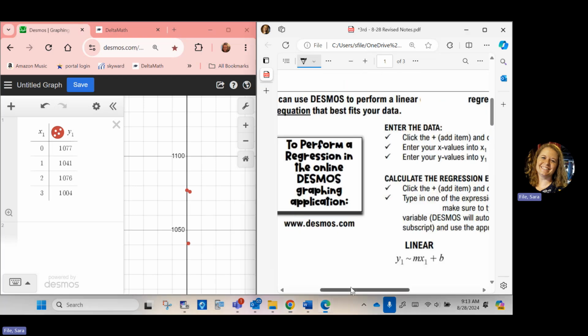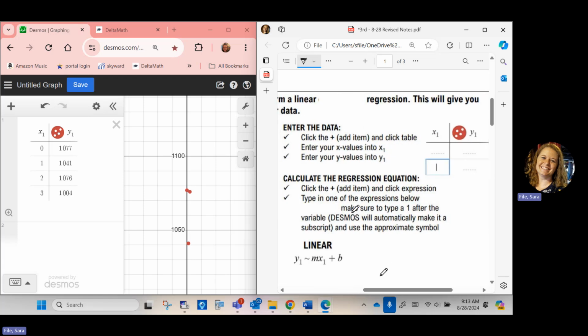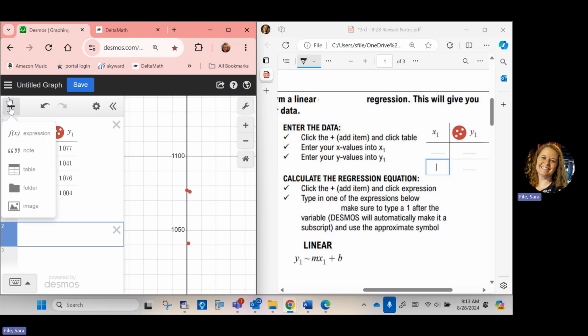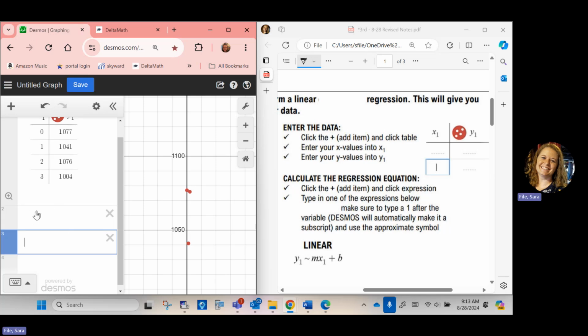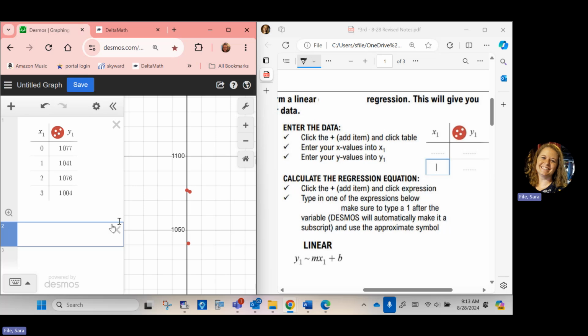Now the next thing we want to do, once we have that data entered, is calculate the regression equation. To do this, this one says click the plus and click expression. We don't actually need to do that. We can just click down here into the second blank. If you do the plus expression, all it does is add another line for an equation. So you don't really need that step. You just click down here into the second blank.